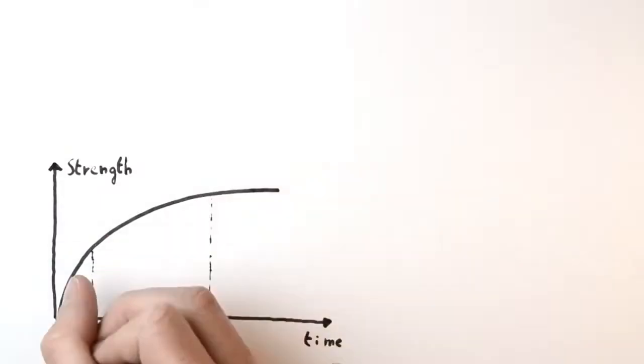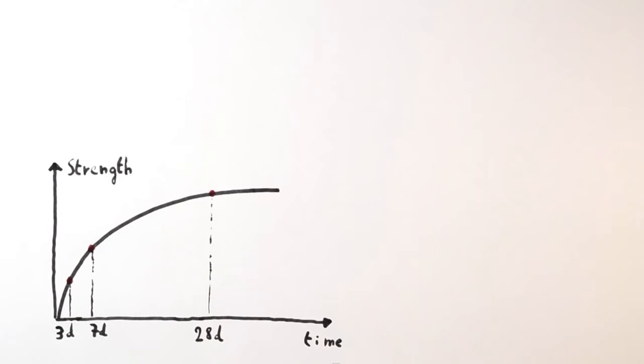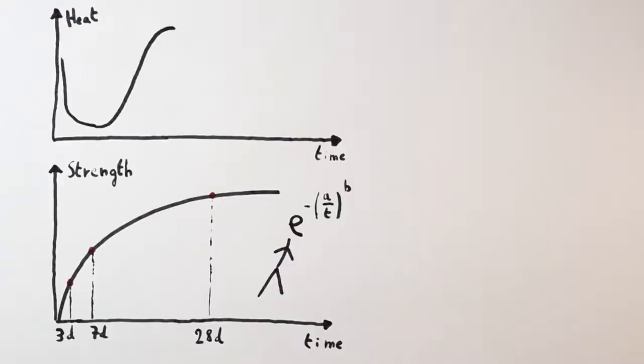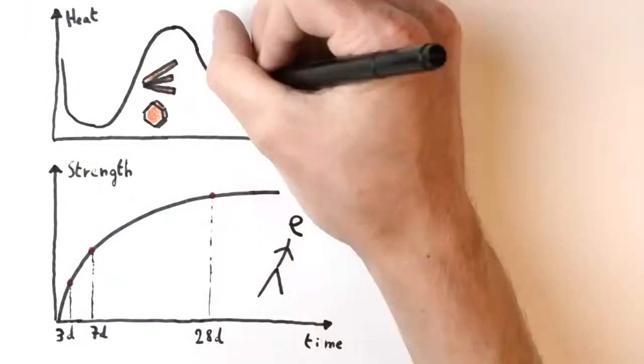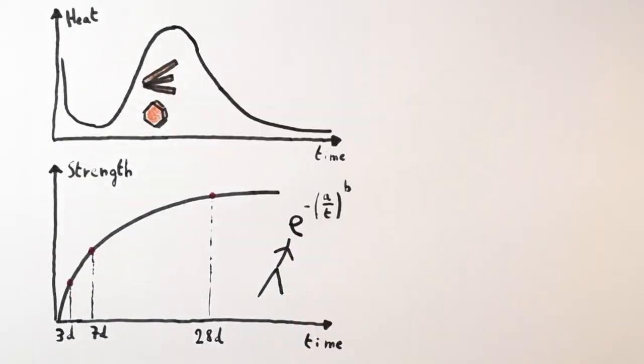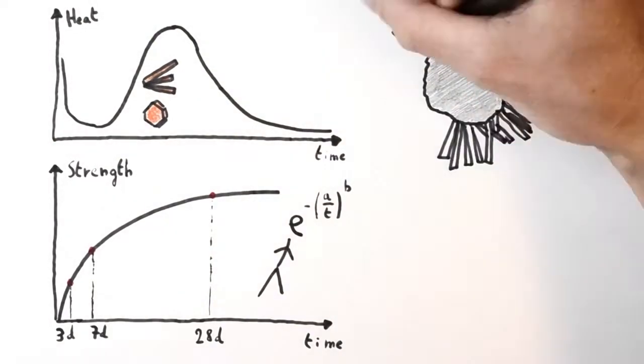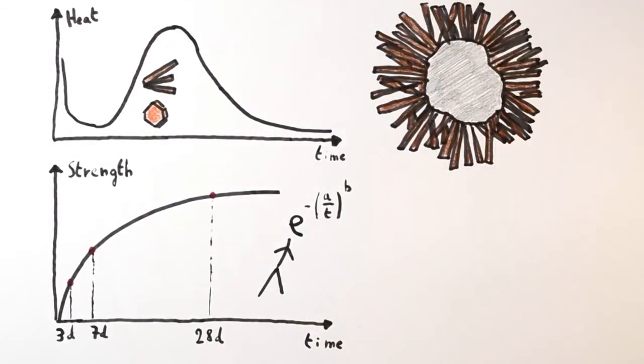Strength develops quickly at first and slows down over time. This can be modeled using an exponential function. In fact, the formation of crystals and needles, unlike other materials, slows down very rapidly. This could correlate with the point in time where most surfaces are completely covered with needles.